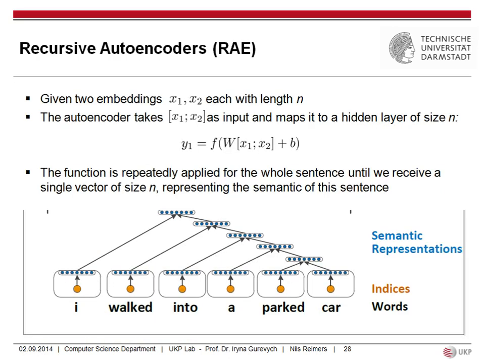So to give you some math, given two embeddings, x1 and x2, each with the same length, 100-dimensional for example, the autoencoder takes these two vectors, these two embeddings, multiplies them with a weight matrix W, and adds a bias vector B. So W and B is something which you learn during your training process. And this function is repeated recursively until you get a single output for your sentence. And how do you get W and how do you get B?